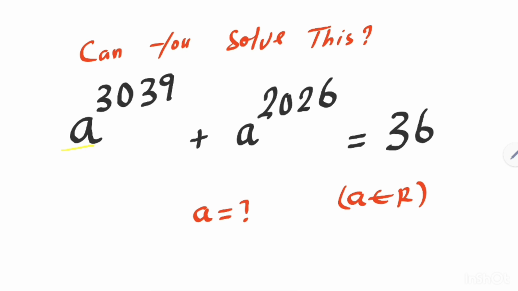a raised to power 3039 plus a raised to the power of 2026 is equal to 36.